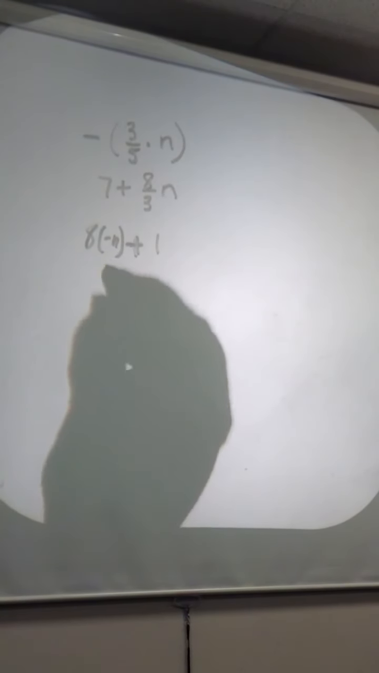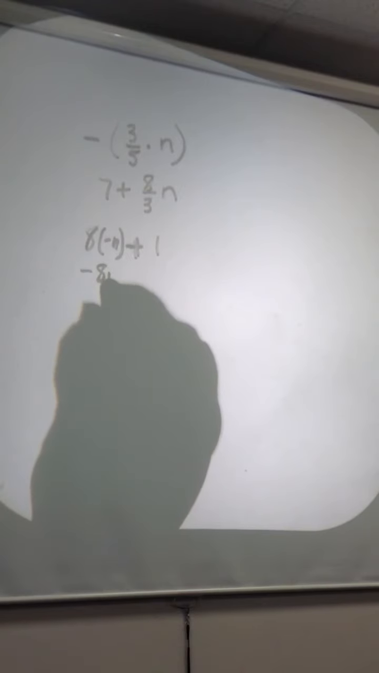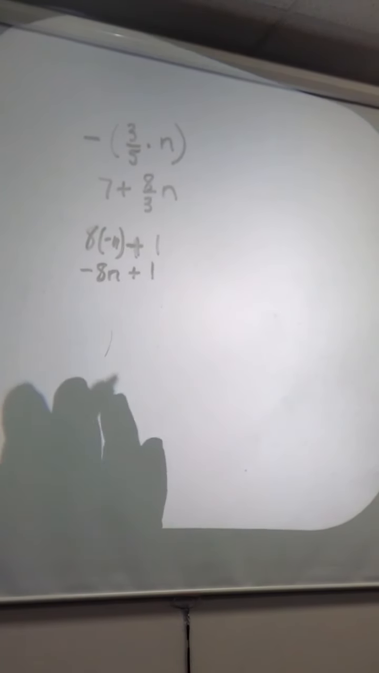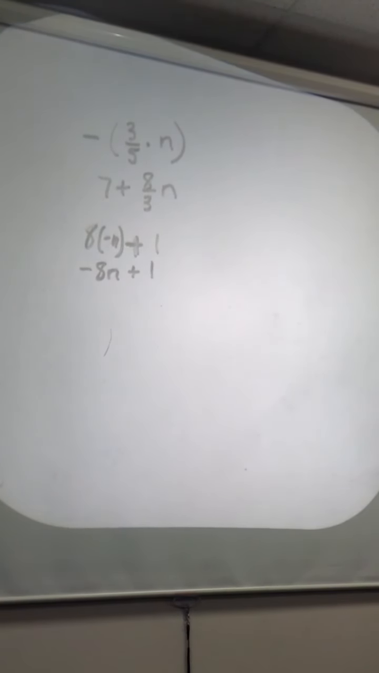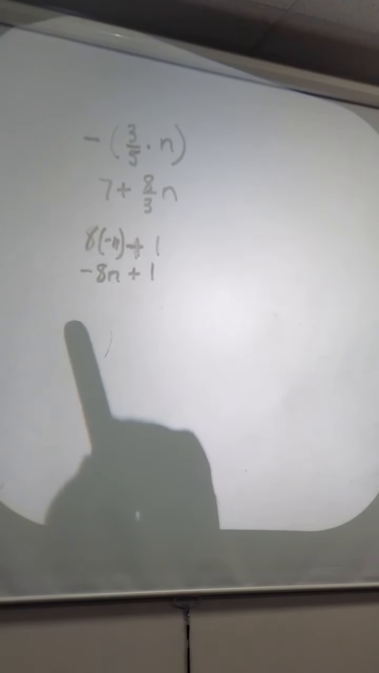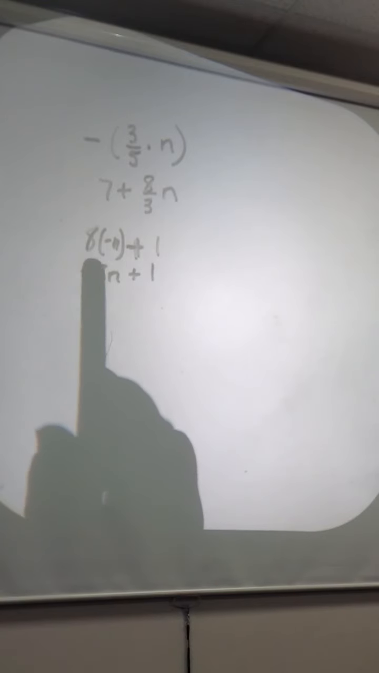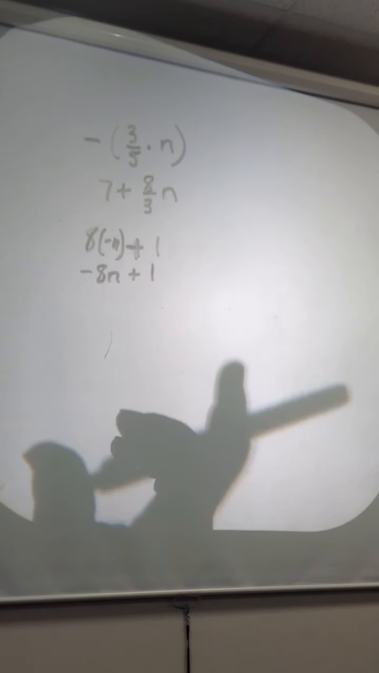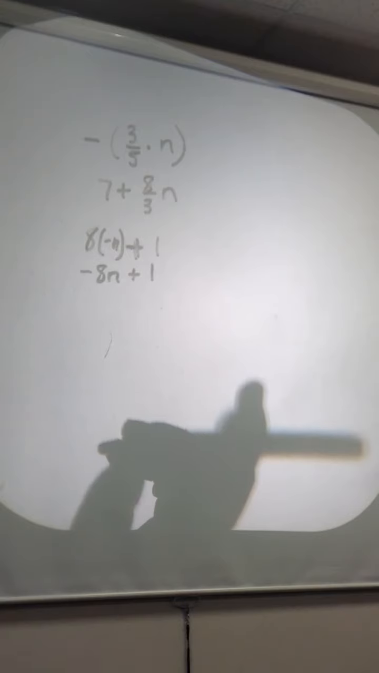Now you might write this as negative 8n plus 1. Because we don't really like to have negative signs in the middle of our problem like that. We want them out in front. But you can multiply 8 times negative n and get negative 8n. All right, try this one.